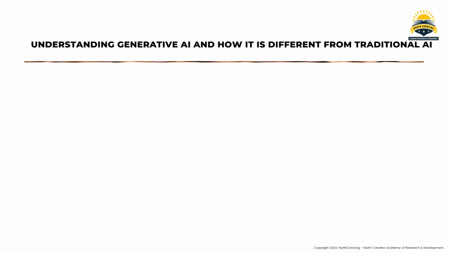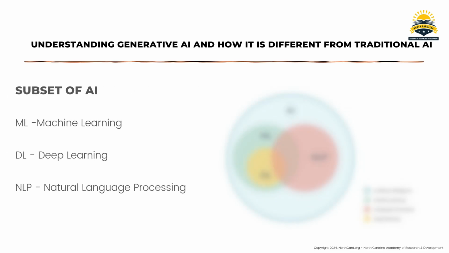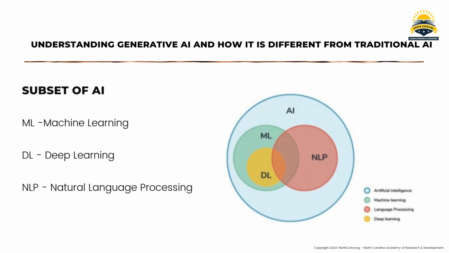Within AI, we have machine learning, or ML. ML is a subset of AI that involves training algorithms to learn from data and make predictions or decisions. Instead of being explicitly programmed for each task, these algorithms improve over time by learning from examples. Deep learning, or DL, takes machine learning a step further. It uses neural networks with many layers to analyze complex data. This deep structure allows it to excel at tasks like image and speech recognition, where large amounts of data and intricate patterns are involved.